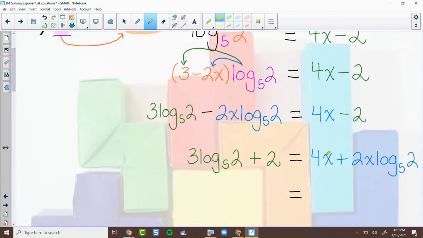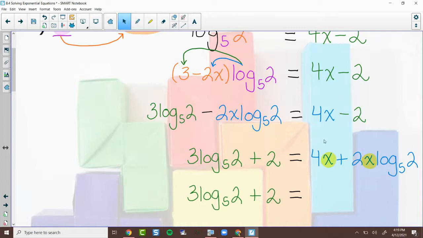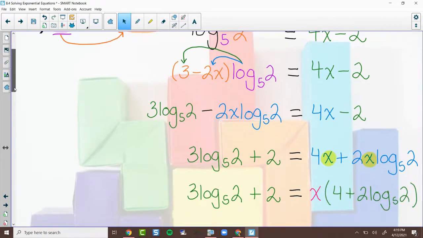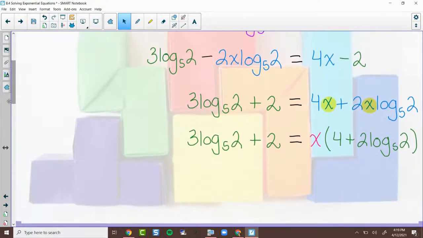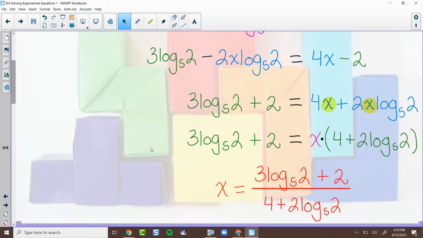We're going to do something similar. I see both of these have an x. So I'm going to leave this side alone, nothing more to do, but I'm going to factor an x out of both. I'm going to be left with 4 plus 2 log base 5 of 2. Similarly, on those last ones, these are going to get multiplied, so I'm going to divide both sides by that green number to get this for my final answer in red: 3 log base 5 of 2 plus 2, all divided by 4 plus 2 log base 5 of 2.